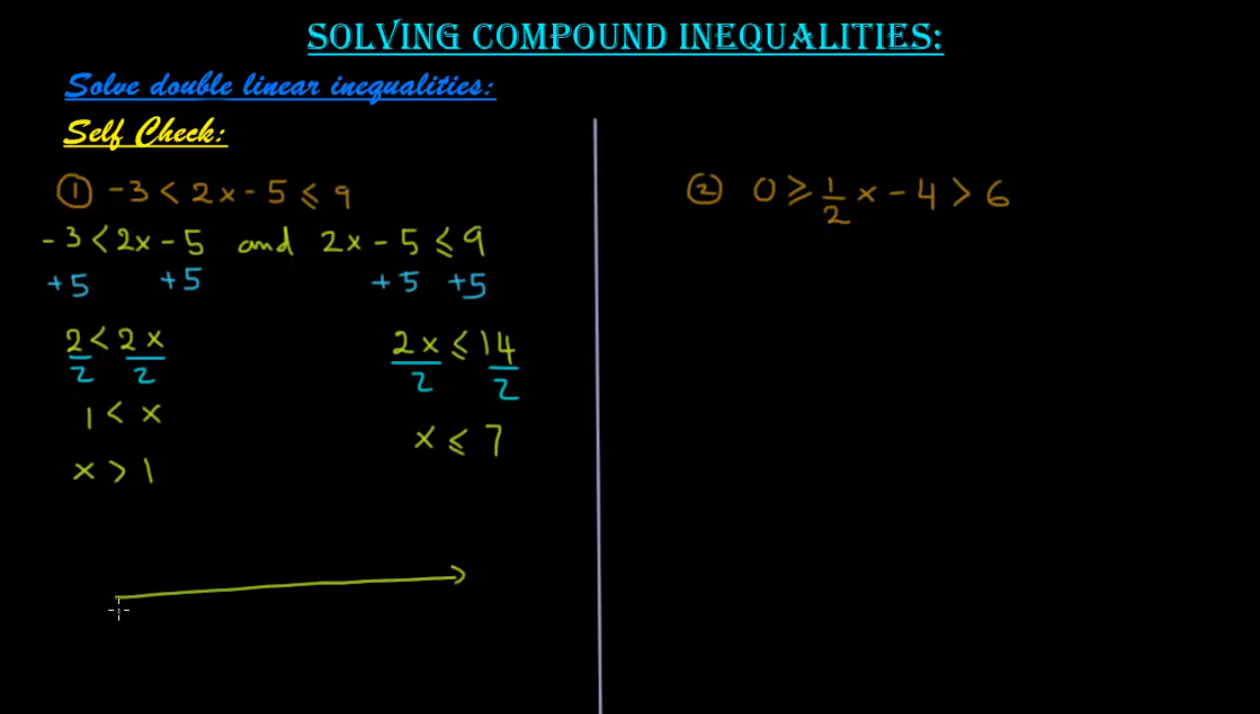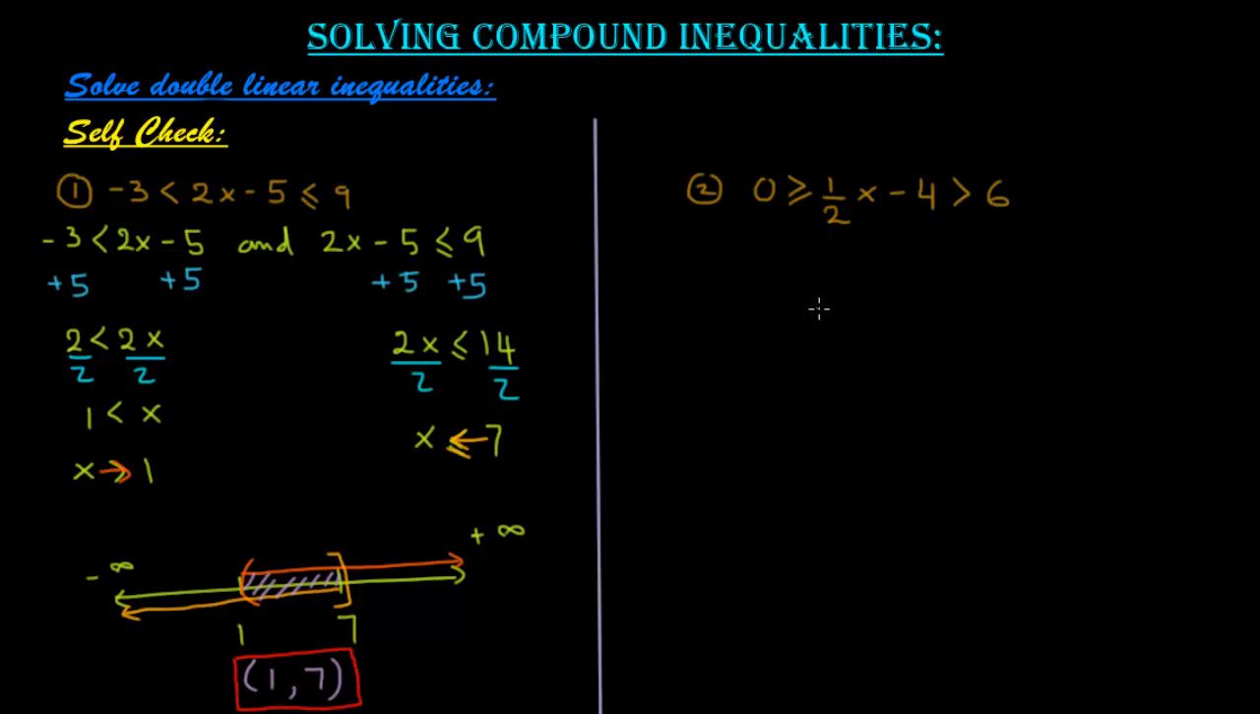Now we put both solutions on the number line. Negative infinity, positive infinity, mark 1 and 7. So at 1, they go to the right with the parenthesis, and at 7, that point goes to the left with the equal sign, so we have the bracket at 7. So they overlap between 1 and 7. So 1 and 7 is my answer for problem 1.